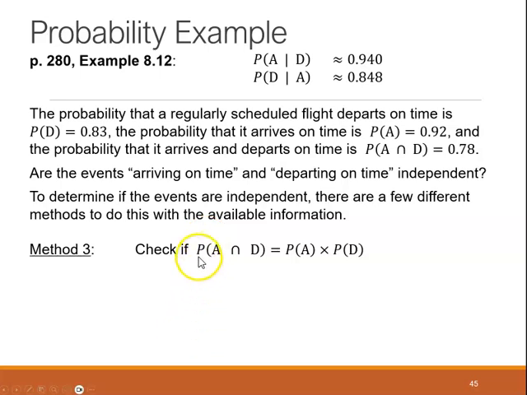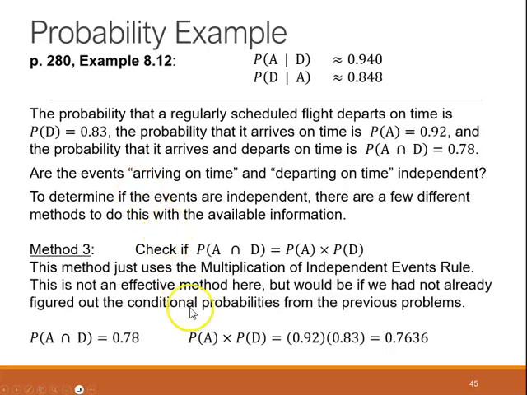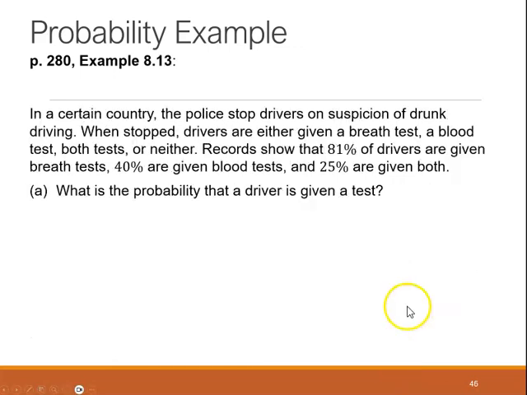Also, you could have checked to see if this probability that was given to us matches this probability times that probability, right? So 0.78 versus 0.76, again, not independent. Any of those three methods work. They're all perfectly fine to use. Another example.